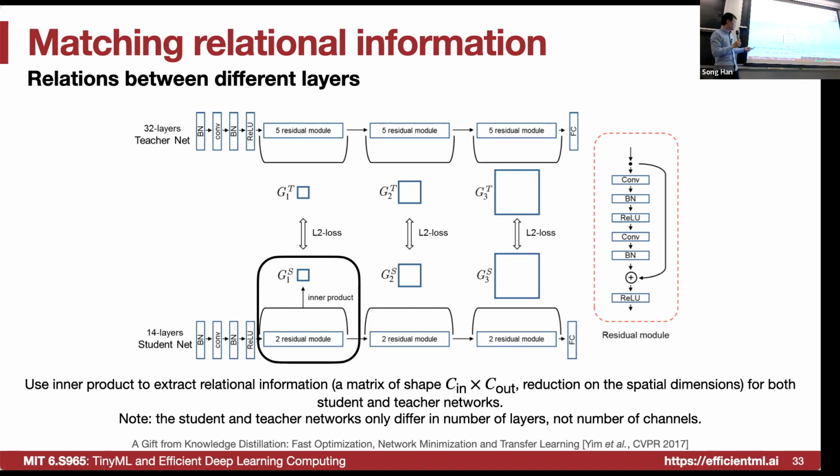Here we use this inner product to extract the relational information, which is a matrix of C in times C out, for both the teacher and student. This is different from the conventional method where we just match individual points. Here we are matching from layer I to layer J. We are trying to match their relationships. We think the teacher model and student model should have a similar relationship between two different locations in the same neural net.